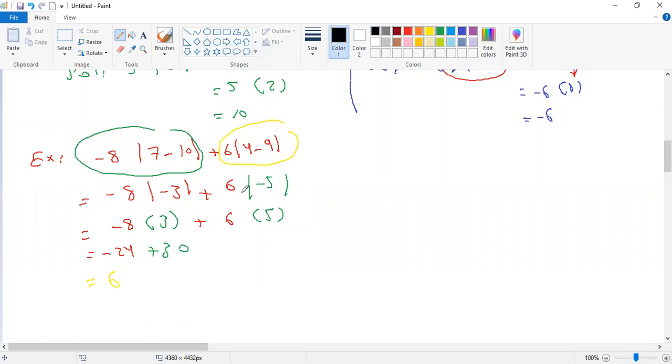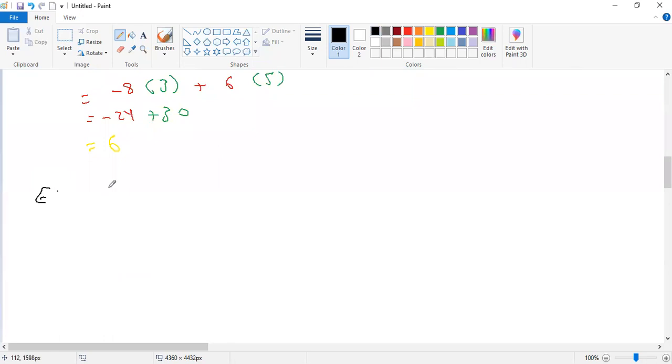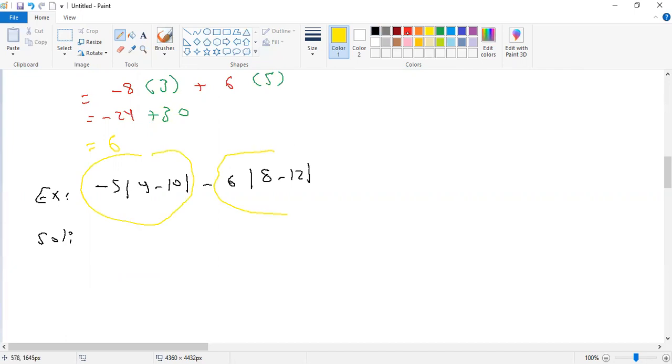Okay, another example. Let us say, for example, negative 5 times the absolute value of 4 minus 10, minus 6 multiplied by the absolute value of 8 minus 12. So the solution is, now see students, this one is the first term and this one is the second term. Why? Because between them there is a minus.